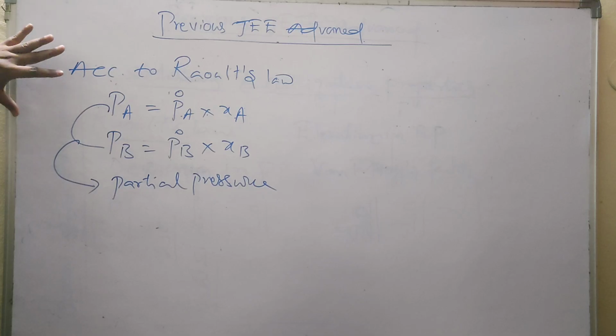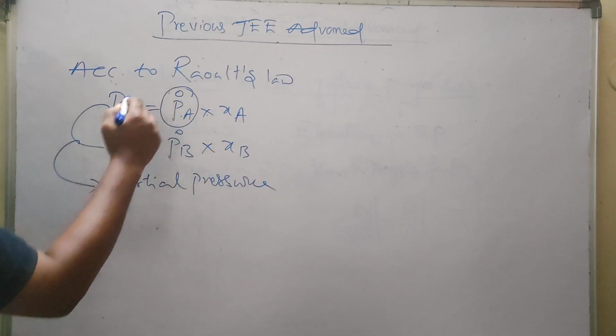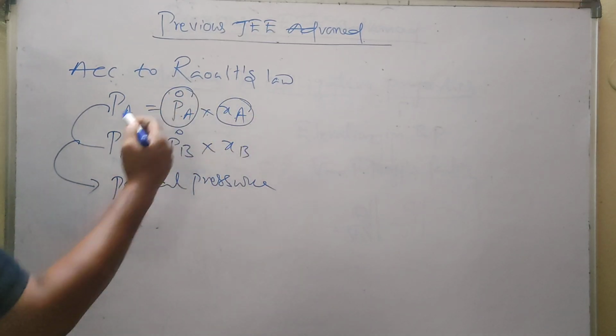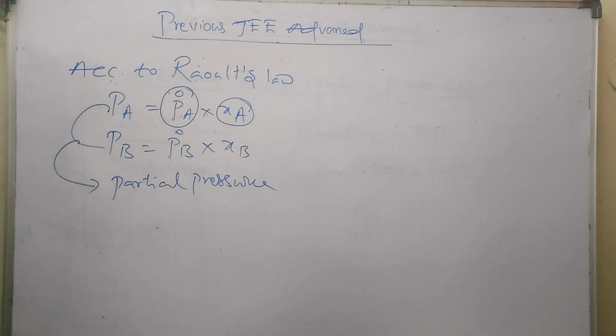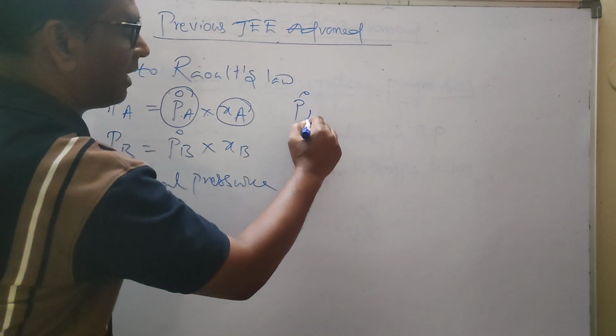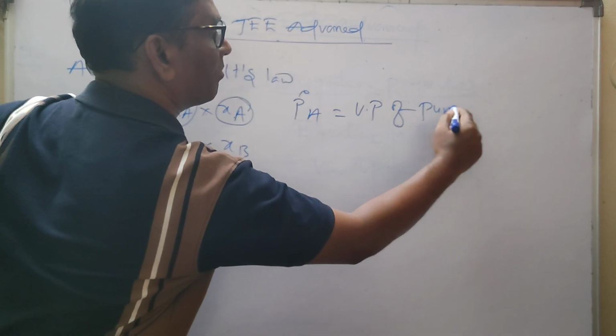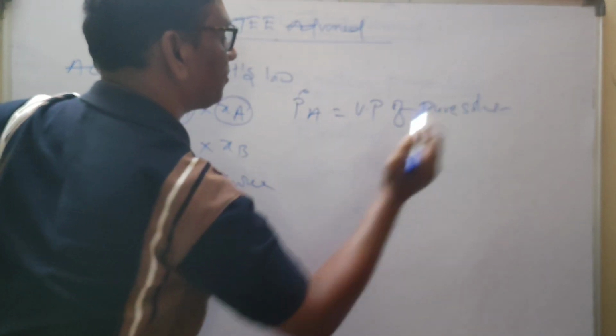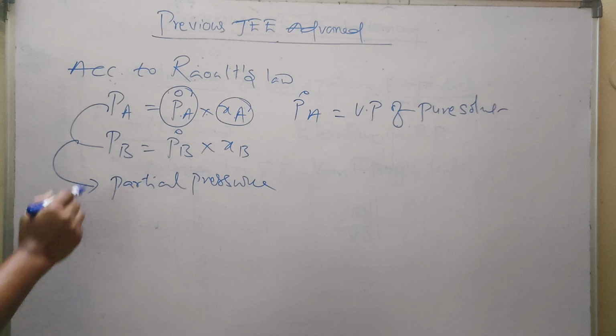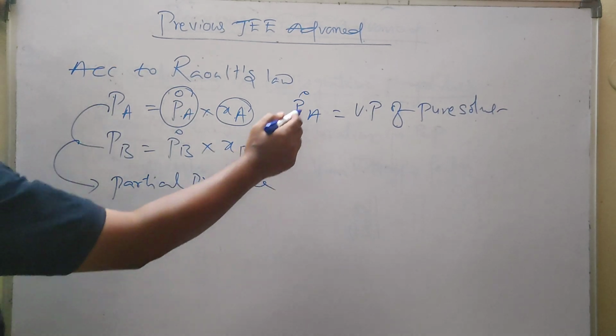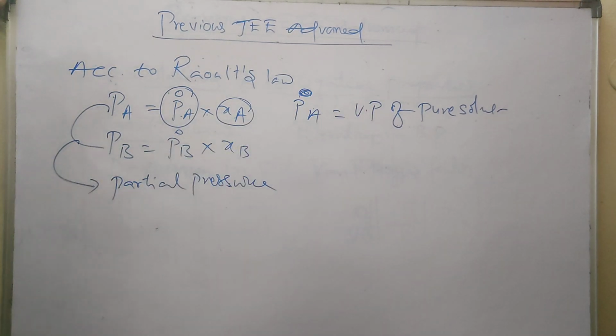Whenever you are taking a solution, the partial pressure of a component is equal to the vapor pressure of the pure solvent multiplied by its mole fraction, where P naught A is called the vapor pressure of the pure solvent. PA is called the partial pressure, P naught A is called the vapor pressure, and X is the mole fraction. This is Raoult's law actually.